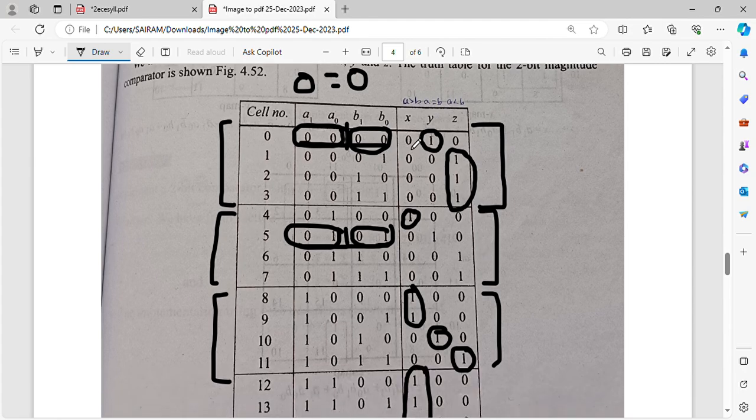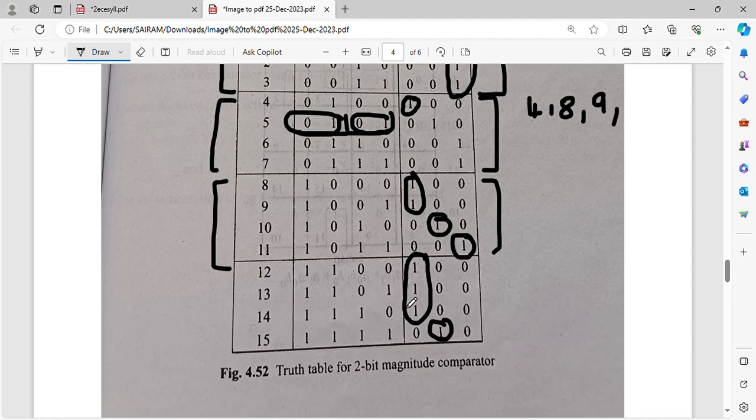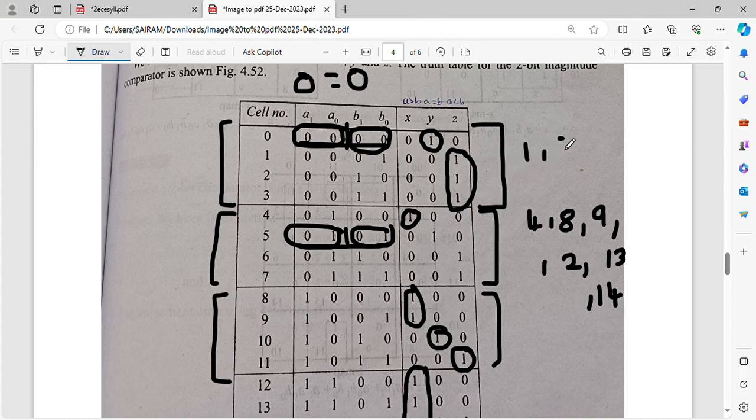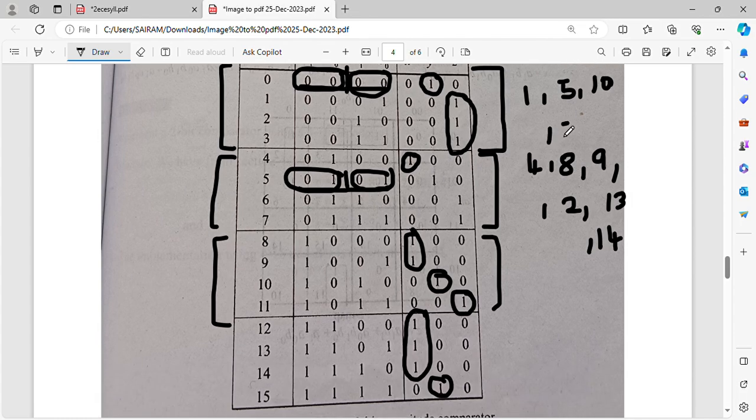For A greater than B, the cells are 4, 8, 9, 12, 13 and 14, and these are 1. It is easy to remember. For A equal to B, it is 1 at cells 0, 5, 10 and 15. That cell number is where A equal to B is 1.